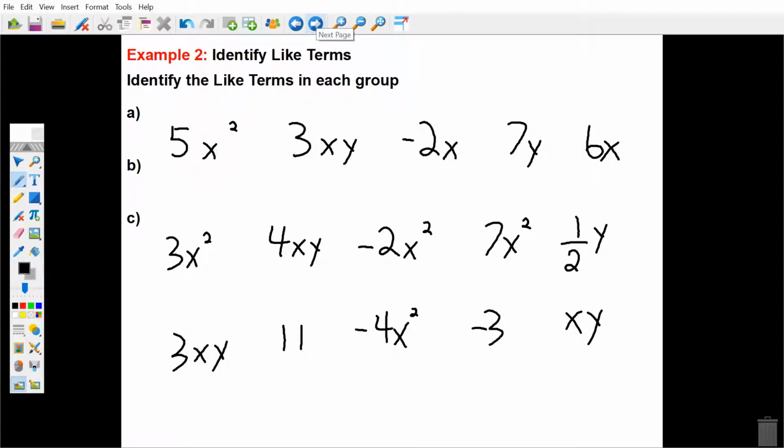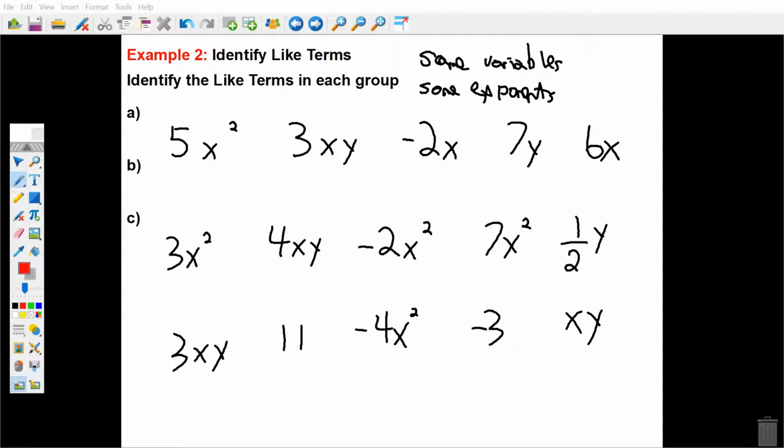In example 2, we have to identify like terms. Identifying like terms means that, in order to identify like terms, you have to look for things that have the same variables and the same exponents. Same variables, same exponents. If they do not have the same variables and the same exponents, they are not like terms.